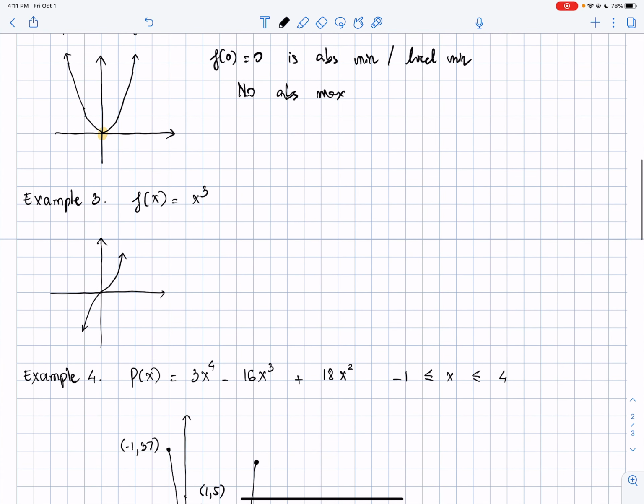Example number 3. When we have this side, it just keeps going on forever. It doesn't stop. So same reason, no absolute max. And similarly, this side never stops, so we have no absolute min. And in this problem, we don't have local max or local min, because we don't have a valley or a mountain.